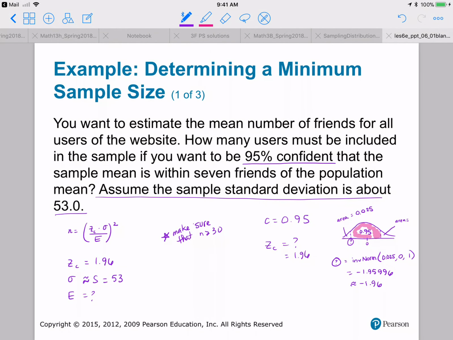And the margin of error: how many users must be included in the sample if you want to be 95% confident that the sample is within 7 friends. The key phrase here is "within." This is our hint that we're being given information about a margin of error. Within, plus or minus, those are keywords. So our E is going to be 7.